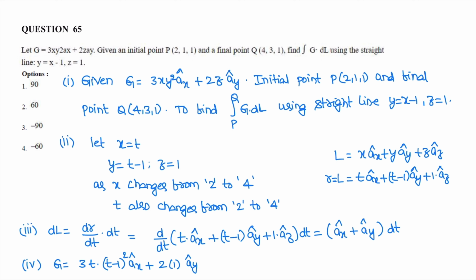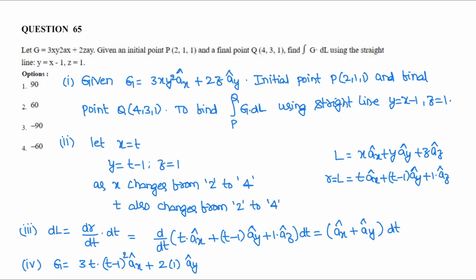So the second step is, let us assume that x is equal to t. Then y is equal to t minus 1, z is equal to 1. As x changes from 2 to 4, therefore t also changes from 2 to 4. Now the position vector L is x ax cap plus y ay cap plus z az cap, where x is t, y is t minus 1, and z is 1.